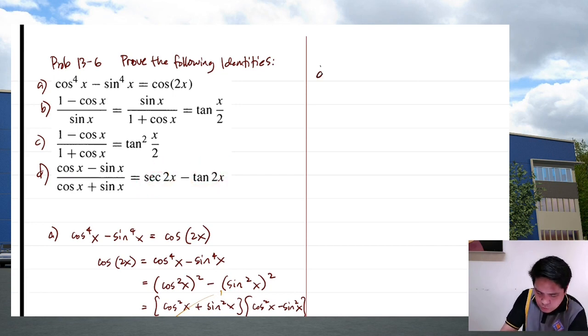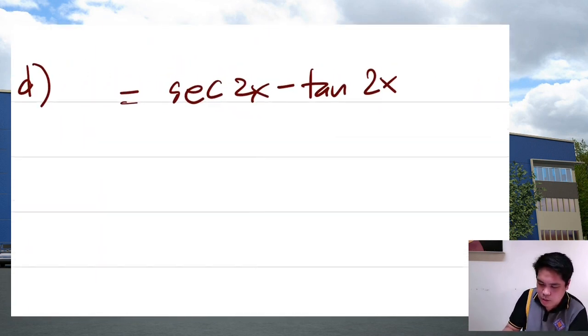So for letter D, let me write na lang yung other side of the equation. This secant, so it should be secant 2x minus tangent 2x. So the objective is, dapat yung angle natin instead na 2x, magiging x na lang. Then yung terms natin magiging sine and cosine. Okay? So ito na manipulate natin.